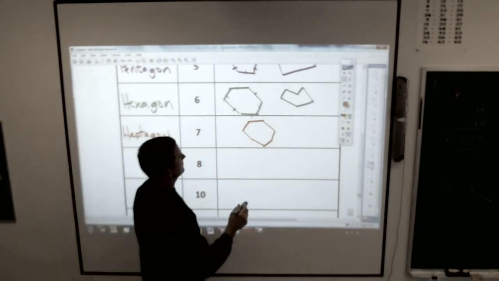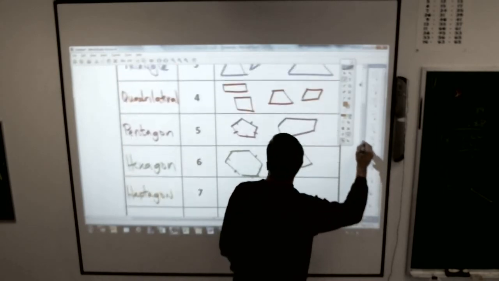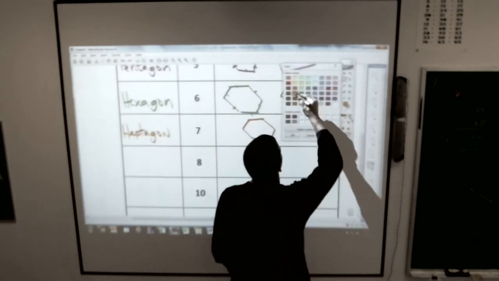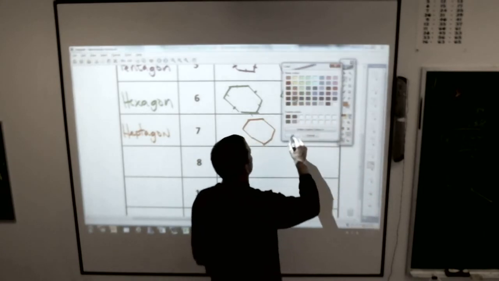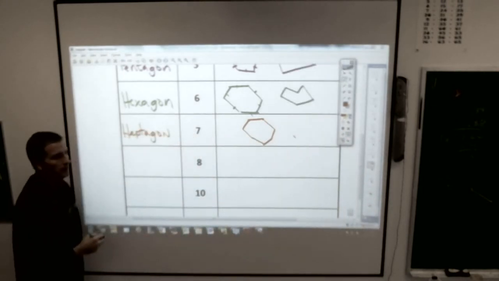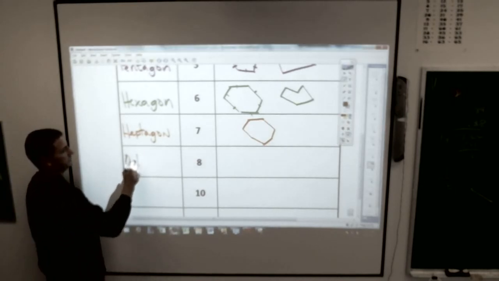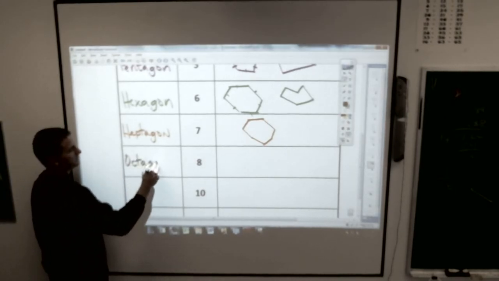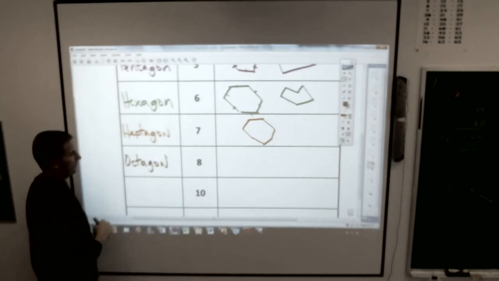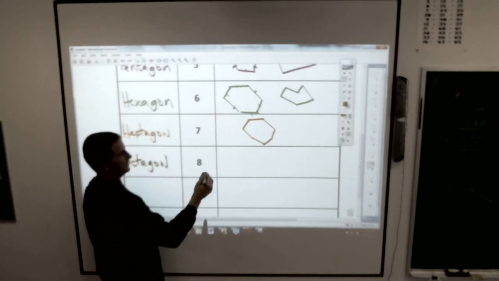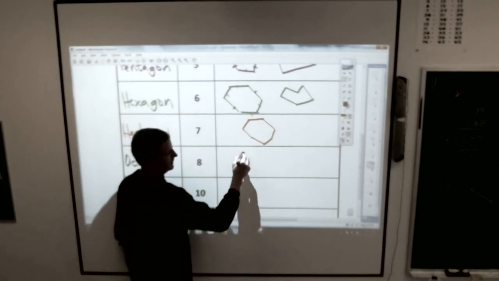8 sides. Did I use red? Because I'd like to use red for this one. I did use red. Let's go down. 8-sided shape, River? Octagon? Yep, it is an octagon. Octagon is all of those things. Anything with that octa means 8. And that is your stop sign.